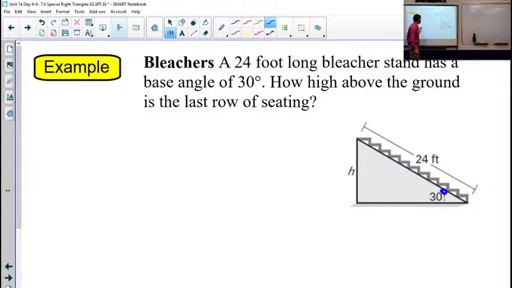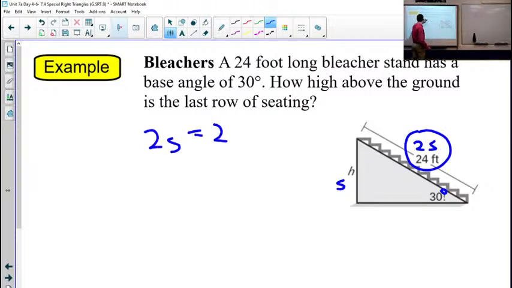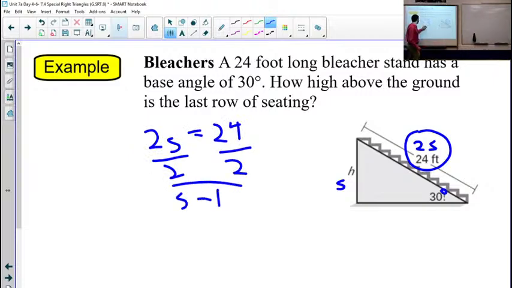24. Across from the 30 is my short leg. This is the hypotenuse. So that's what I'm given. So I solve, and that's 12. So the height that I'm looking for is 12 feet. Done.